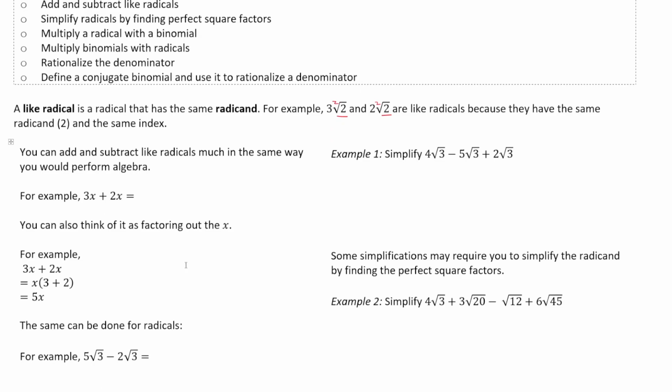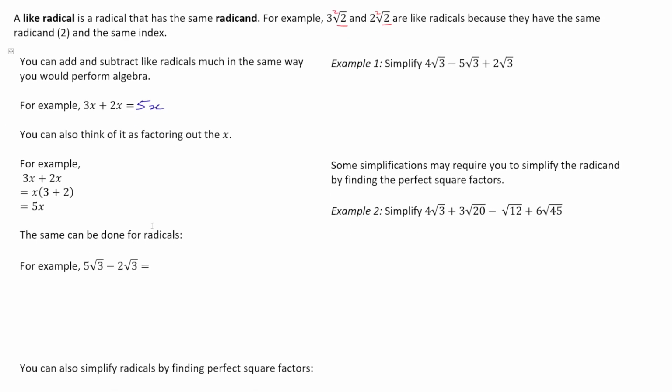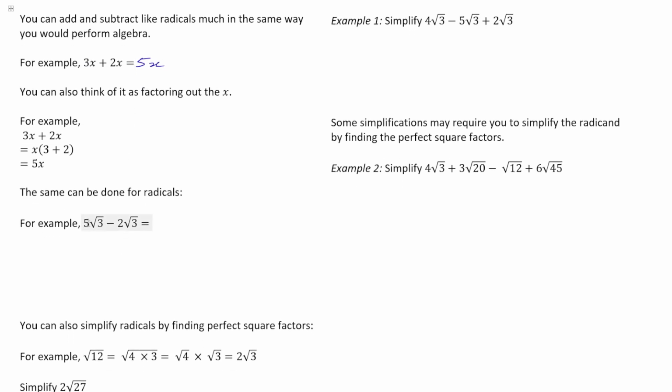And we can add and subtract like radicals much in the same way we would perform algebra. For example, if we have 3 x's and we add 2 x's, we would have in total 5 x's. I'm going to skip all the way down to the bottom because I think this proves the point. 3x's plus 2x's gives you 5x's. 5 root 3's minus 2 root 3's. Well, how many root 3's would we have left? We would have 3 root 3's left. If you have 5 root 3's and you take away 2 root 3's, you have 3 root 3's.